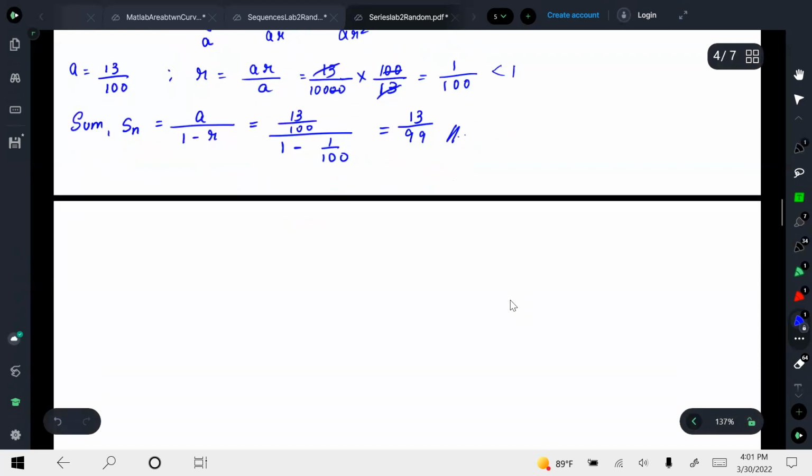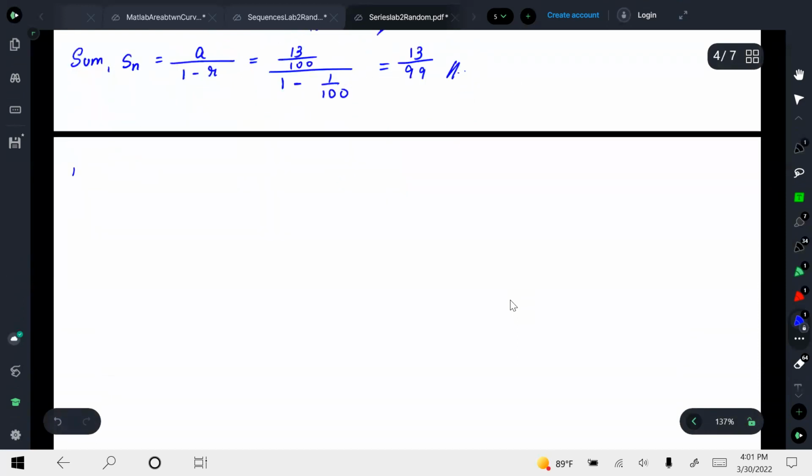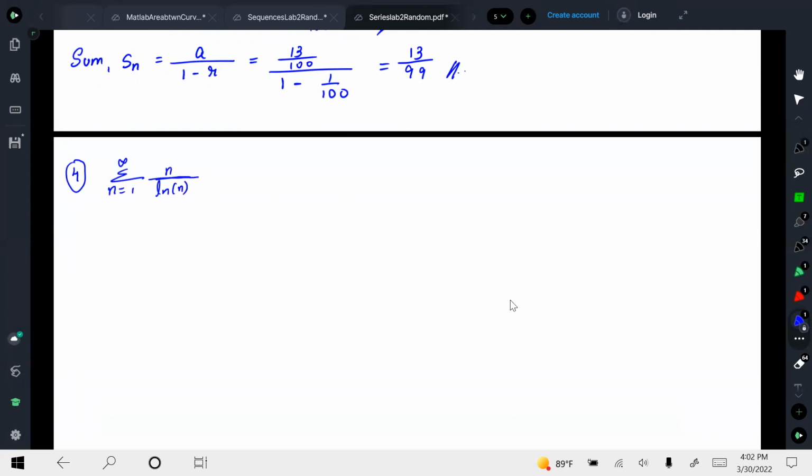Okay, let us move on to example number 4. For type 4, you need to apply the divergence test and check whether the series diverges or not. Let us take this example: the sum from n equal to 1 to infinity of n divided by ln of n. You need to check whether the series diverges or converges.